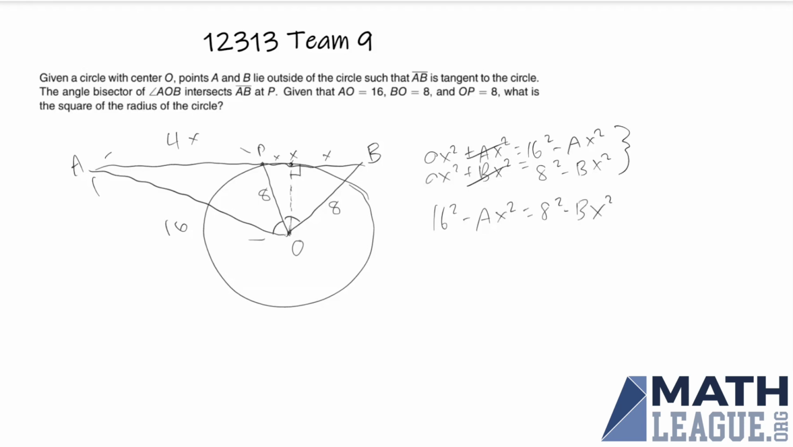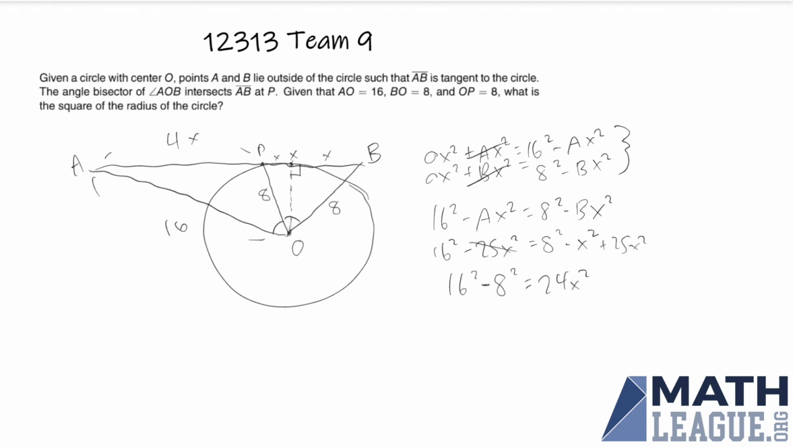But realize that AX, we labeled it as 4x plus x, so AX squared is going to be 5x squared. And similarly for BX, we have BX equals x, so BX squared is x squared. And then this 5x squared becomes 25x squared. So now what we can do is move the x's to the same side and the non-x's to the other side and combine like terms. So adding 25x squared, we get 24x squared.